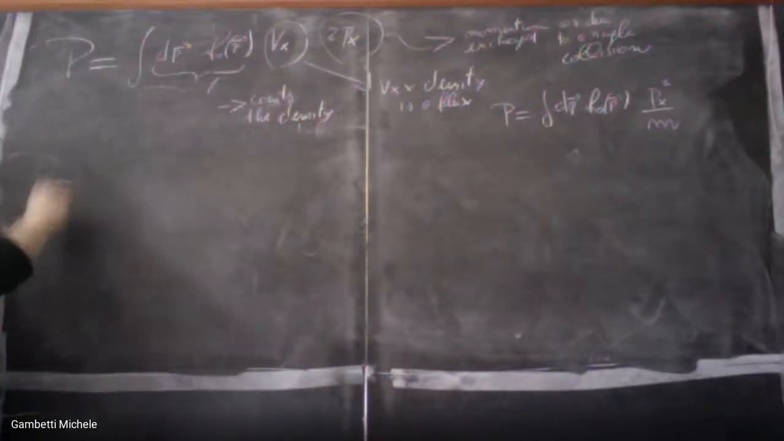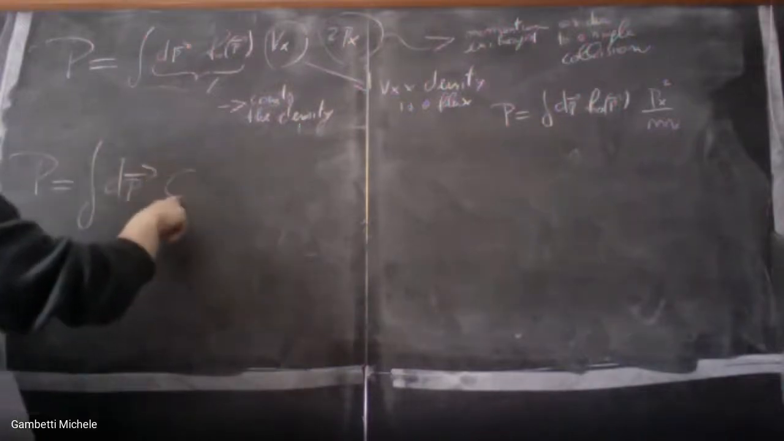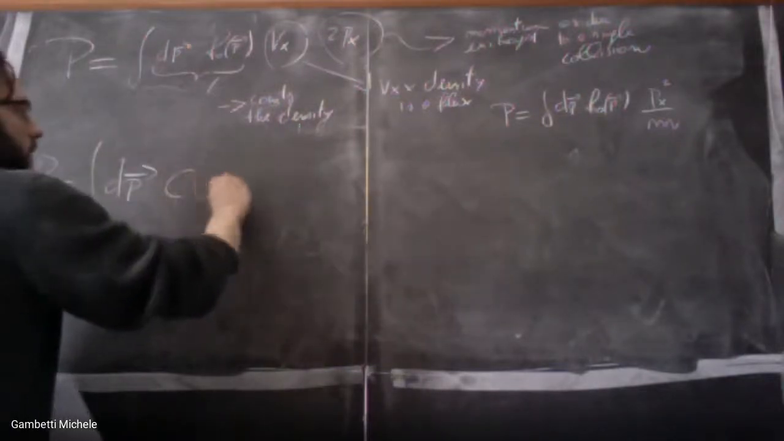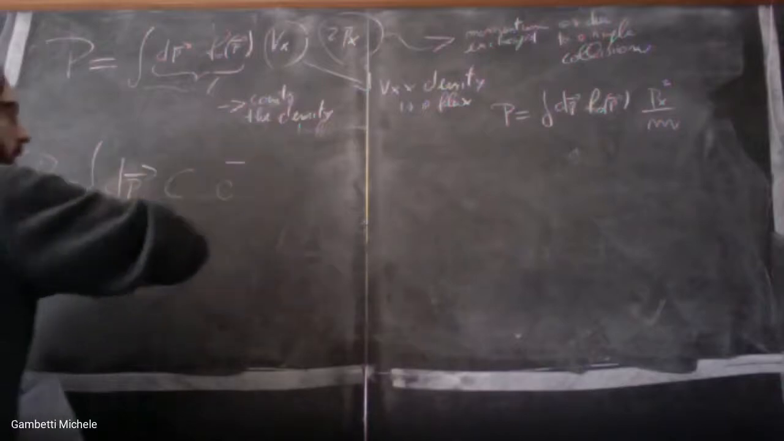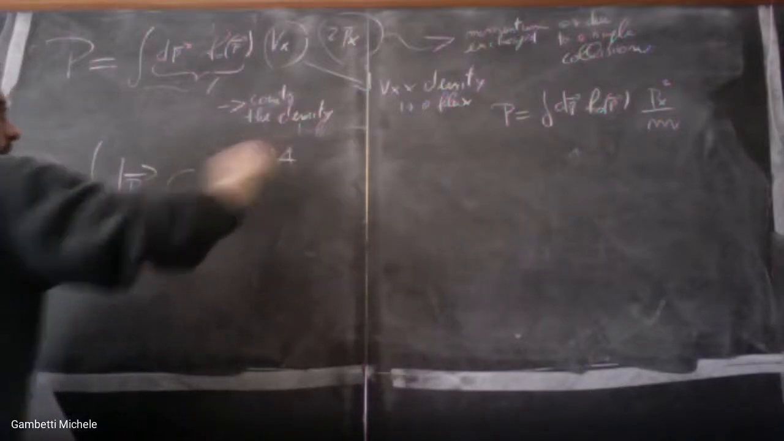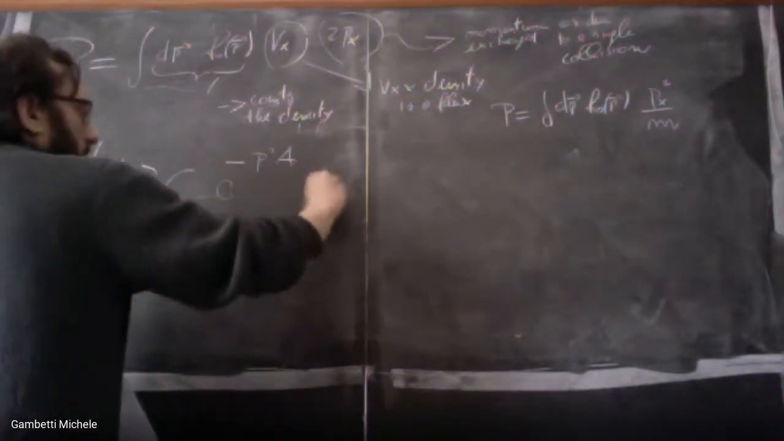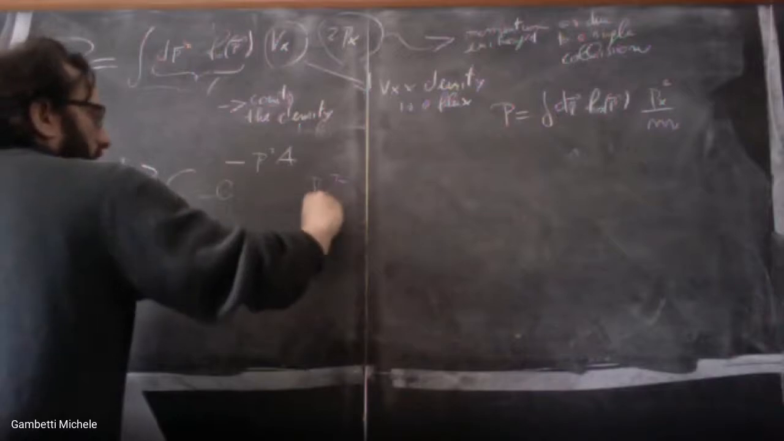So now the pressure is equal to the integral over dP of F0. F0 was C, which will be determined later, in case I introduce it at the end. Then I have e to the minus P squared A, and then I have Px squared divided by m.